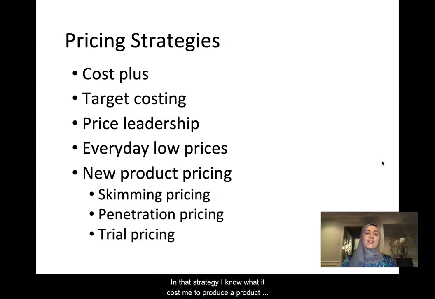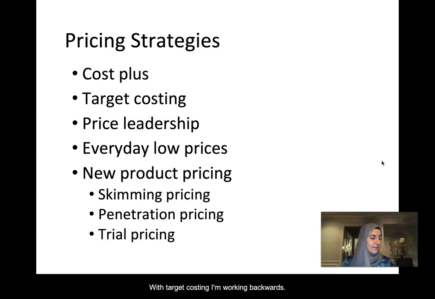In that strategy, I know what it costs me to produce a product, and I know that I need a certain amount of profit to make, and so I take that cost and I add a certain percentage to it to give me the profit that I need, and that's how I set my price.